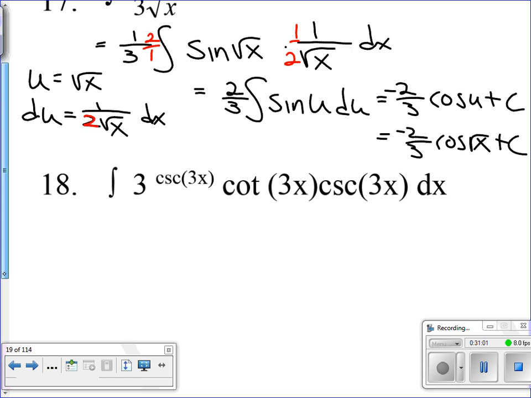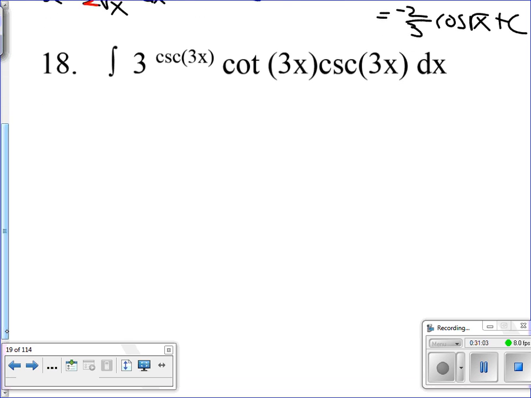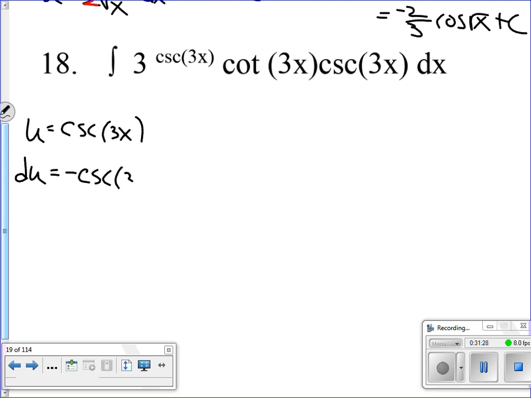Okay, number 18. Nothing to pull out, we can't pull out the 3. It's not a constant multiplier, right? So this is the a to the u. We're going to let u equal cosecant of 3x. So we'll get du with the chain rule. The derivative of cosecant is negative cosecant cotangent. So it's negative cosecant of 3x cotangent of 3x times 3.